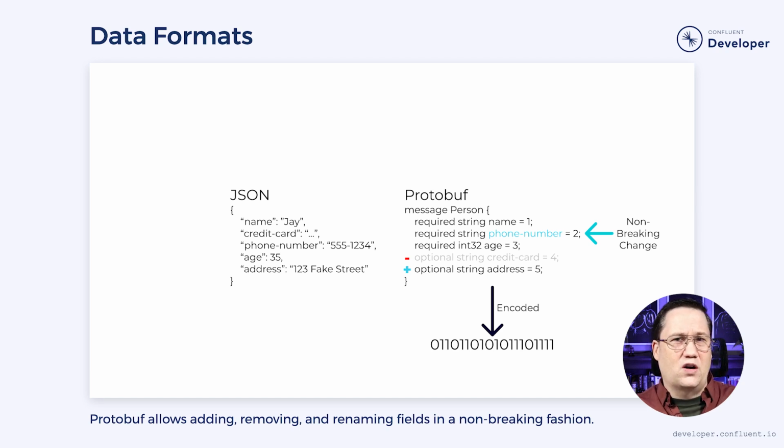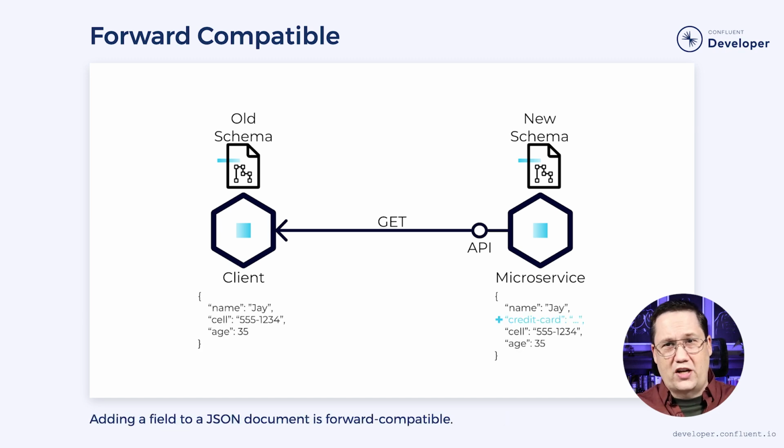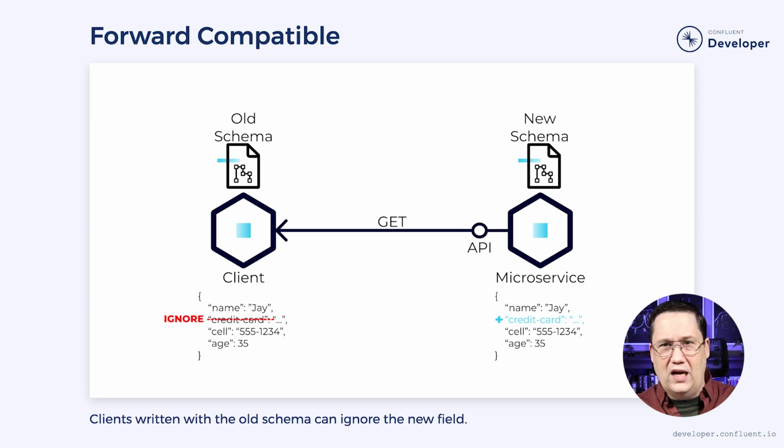We also need to consider whether those changes are going to be forward or backward compatible. Forward compatible changes allow old clients to read data that was written in the new version of the schema. In a JSON document, adding a new field is considered a forward compatible change. Clients written against the new version of the schema can read the new field. Meanwhile, clients written for the old schema can simply ignore the field.